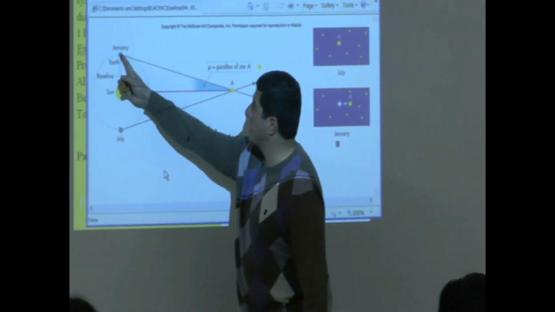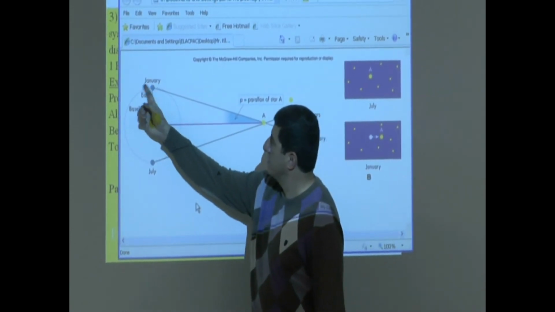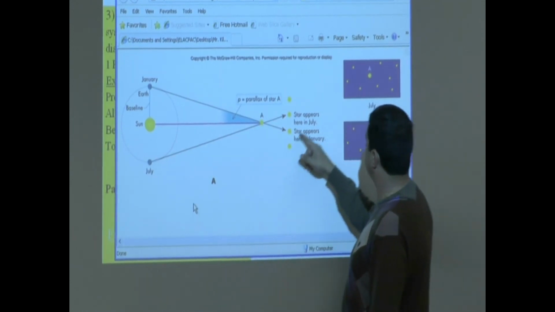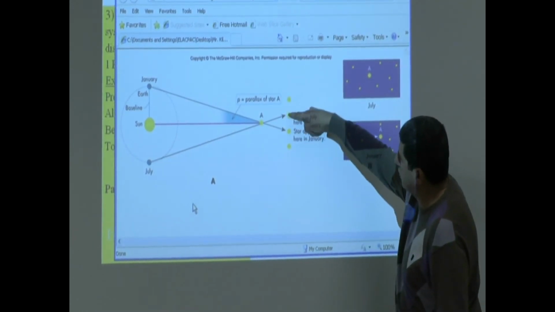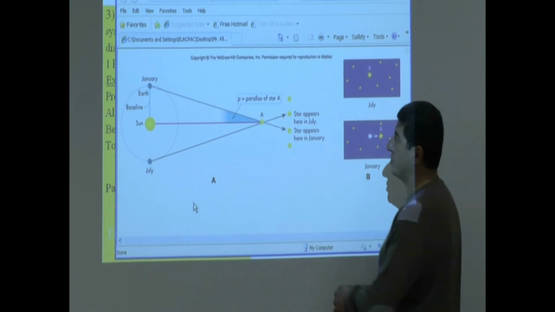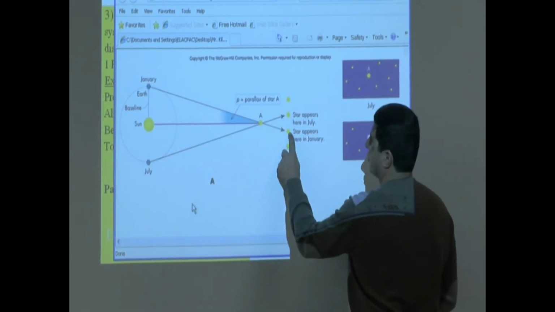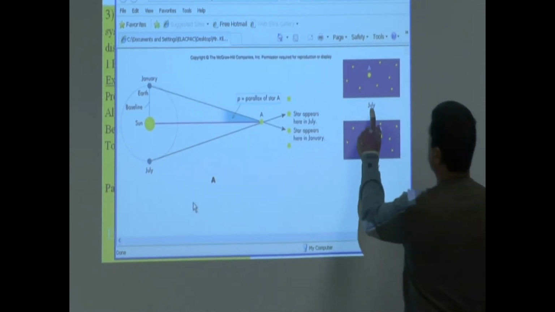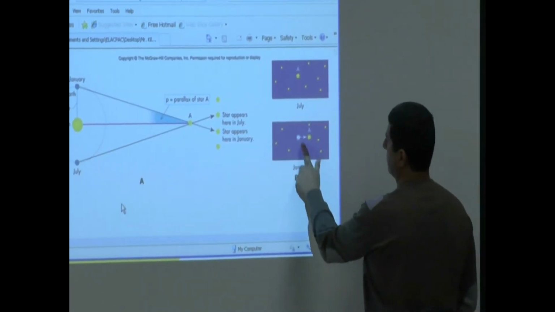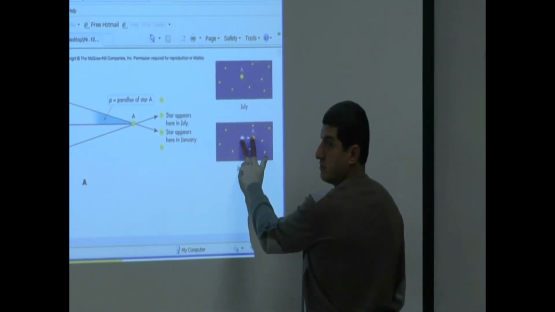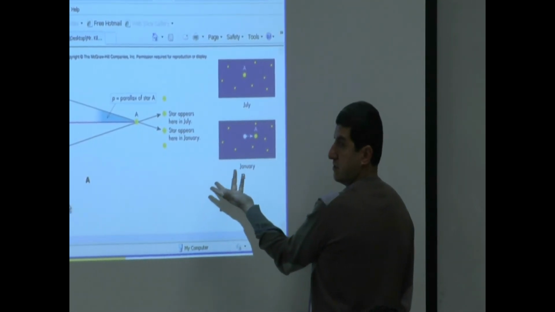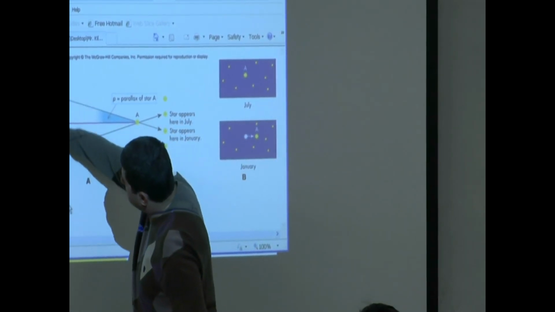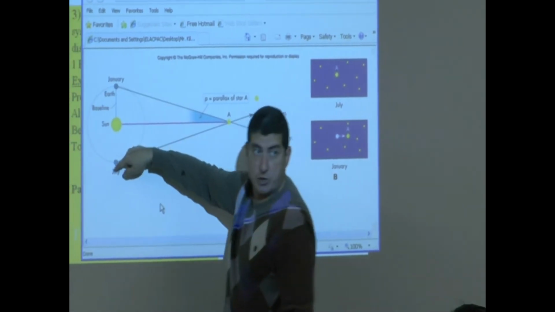Here is January, you look at a star. July, you look at a star. And the star will seem to shift its position. You look at it from January, it appears to be here. You look at it from July, it appears to be there. So if you look at it in July, it's here. In January, it's here. It shifted. But it didn't really shift. You see? And then what you do is your baseline is 2 AU.